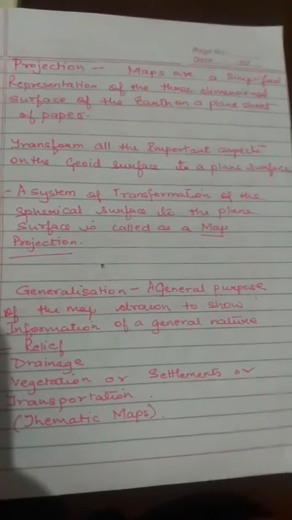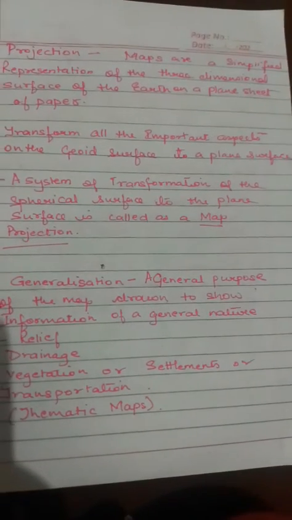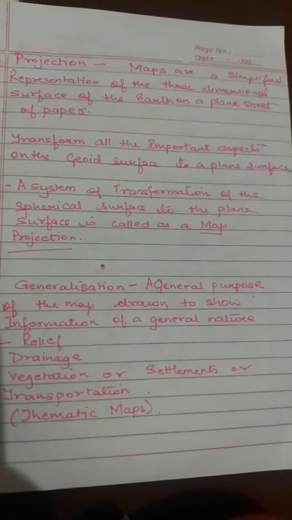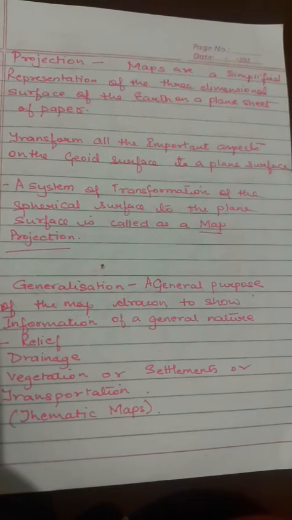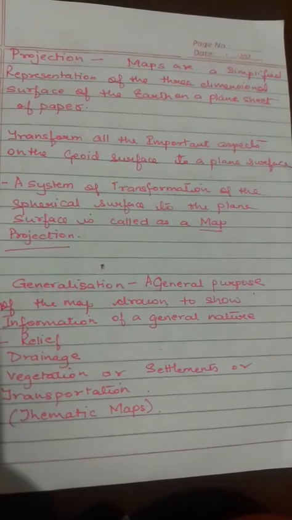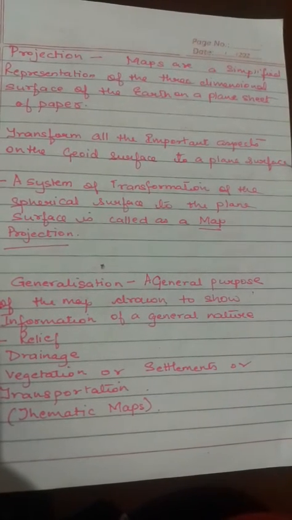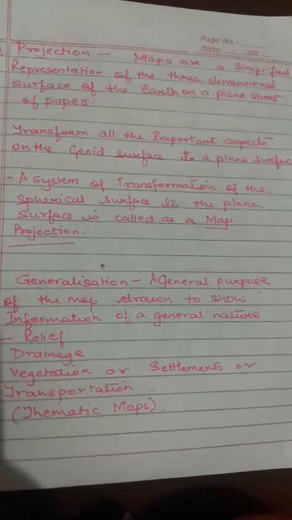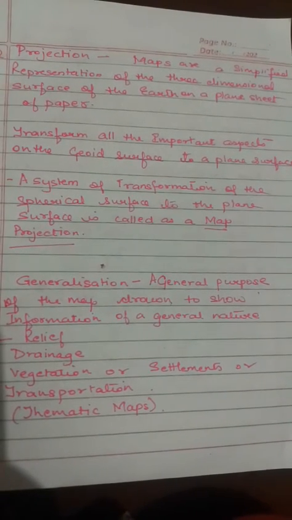Then we come to the projection. Now projection means that it is a representation of the surface of the earth on a plain sheet of paper. So basically it is a kind of a fraction in which we divide the total land area or the area which we are depicting the surface of the earth on the scale, on a smaller scale. Okay, so it is a representation of the surface which is to be reduced on a small piece of paper on a smaller scale. This is called as projection.